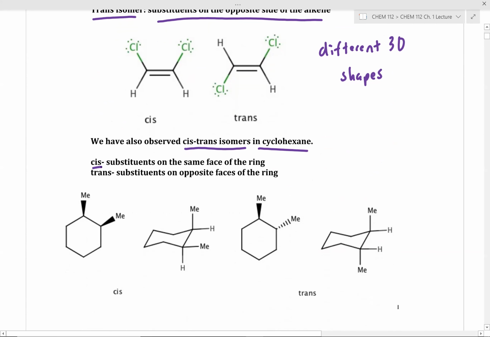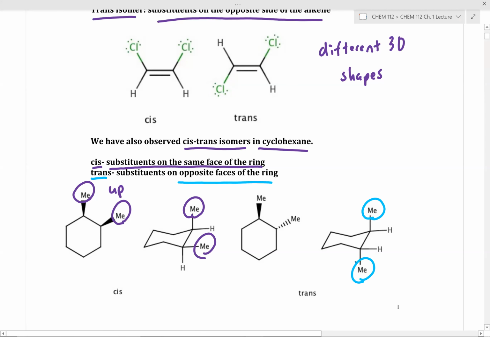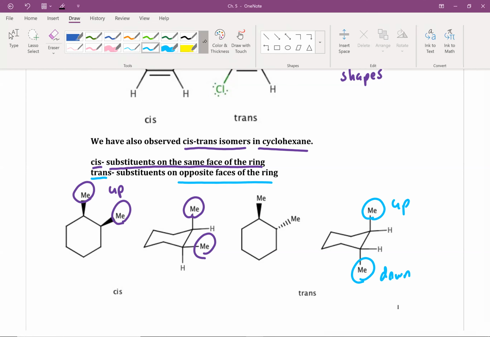So for our cis stereoisomer, the substituents are on the same face of the ring. For example, both of our methyl groups are pointing up. Comparatively, when we look at our trans stereoisomer, the substituents are on opposite faces of the ring. So one methyl is pointing up, the other methyl is pointing down. So the key thing is we're looking at the relative arrangement of substituents in 3D space. And if we have a different three-dimensional shape and the same connectivity, we're dealing with stereoisomers.